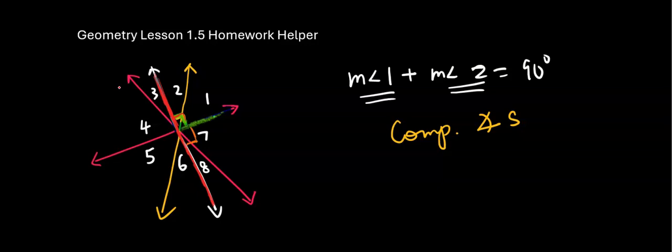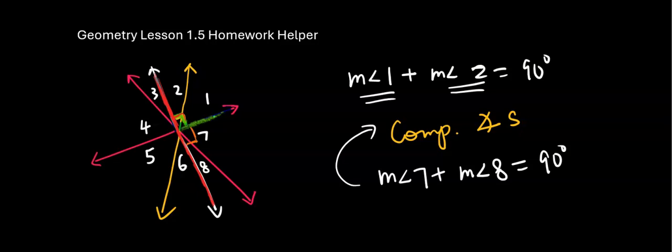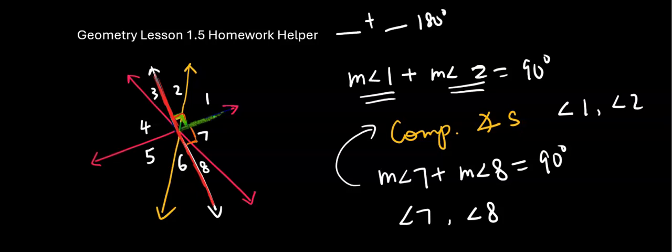Okay? And by this, we also know the measure of angle 7 plus the measure of angle 8 is also 90 degrees. Relationship, angle 7 and angle 8, supplementary. Excuse me, that's just a verbal typo. I meant to say complementary. Supplementary means when they add together, they become 180. Complementary is they add together to become 90. So now we found 2 pairs of complementary angles.